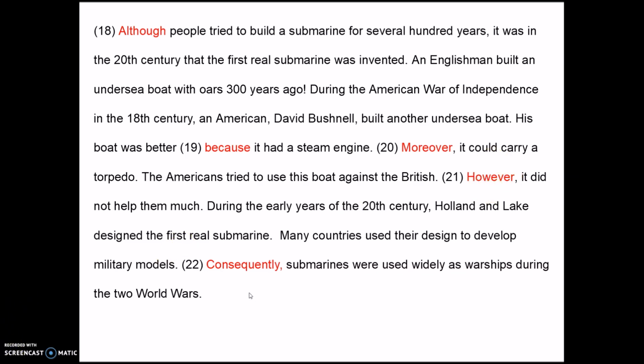In 22, we use consequently because here in this sentence, a result is given for the previous ideas or for the previous sentences in this paragraph. What happened? I mean, it gives us a result for what happened when they designed or invented the first submarine. This is the result. Submarines were used widely as warships during the two world wars. Okay, that's the end of the exercises.